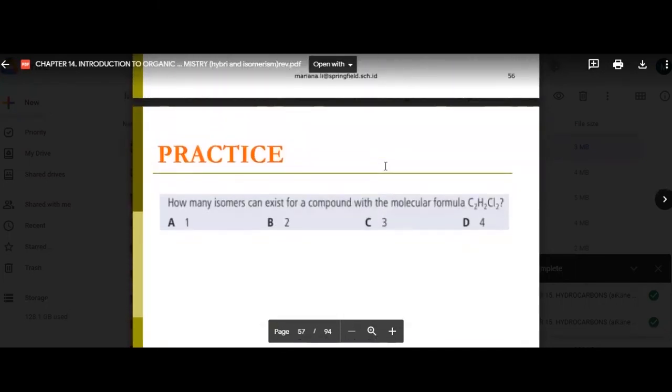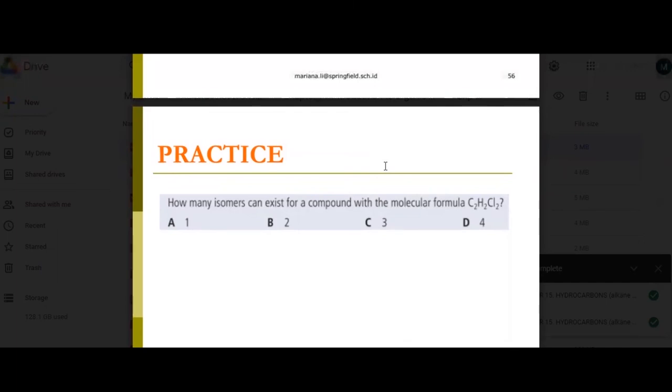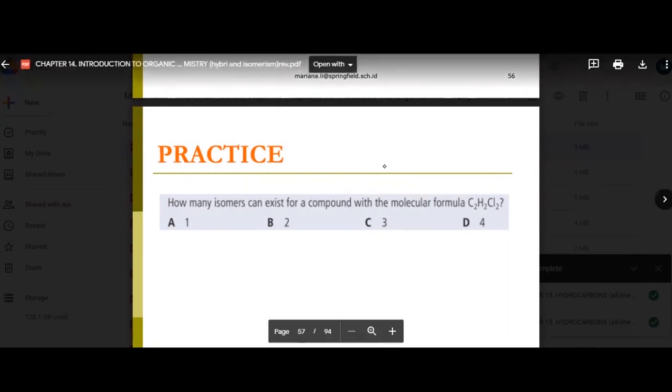Okay, let's try this. What's your answer? Is it 2? The correct answer is 3. How do I get 3? Okay, let's draw C2H2Cl2. So there is one double bond here.